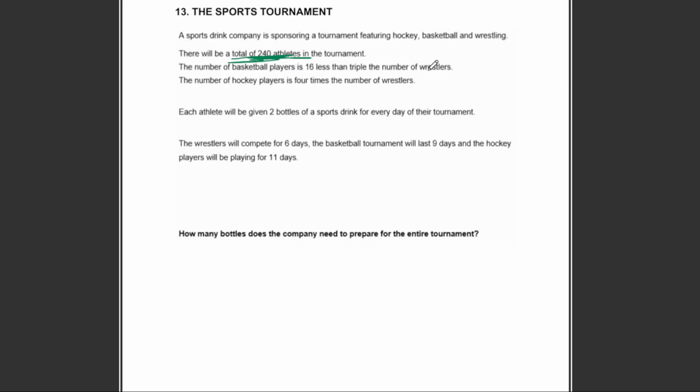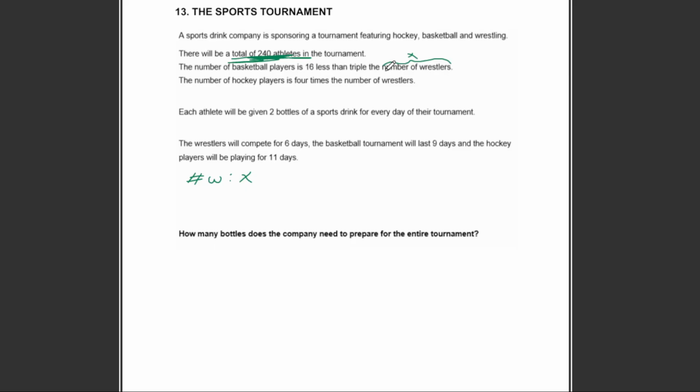Do I know the number of wrestlers yet? No, I don't. I don't know the number of wrestlers. I'm going to call that X. So the number of wrestlers is X. That's it. I've defined my variable. I know what X is. Now, the number of hockey players... Oh, actually, let's go back to basketball.